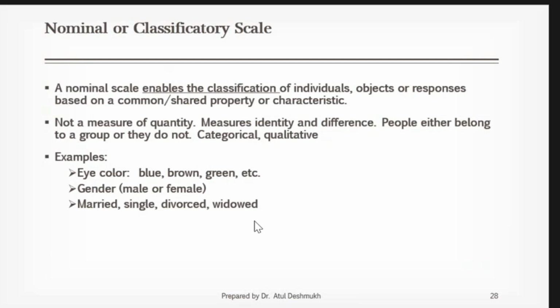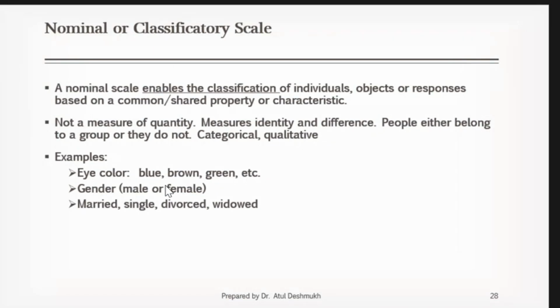There are a few examples given here. Eye color. Suppose I classify your batchmates based on their eye color. Some of you may be blue-eyed, brown-eyed, or green-eyed. So based on eye color, I classified your batch. I am not commenting anything. I just classify you into those who are blue-eyed, brown-eyed, or green-eyed.